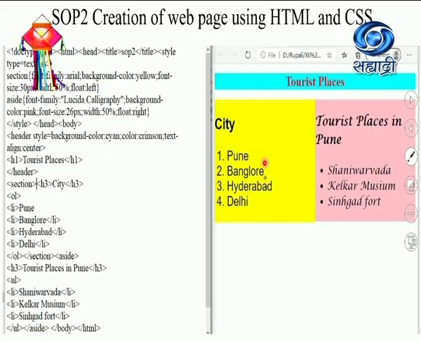That's why this has appeared like this. So students, you also observe over here, I have mentioned float left over here. Float left means it is going to appear on the left hand side. I have mentioned width also over here. That's why it's taking only 50% of the particular window.